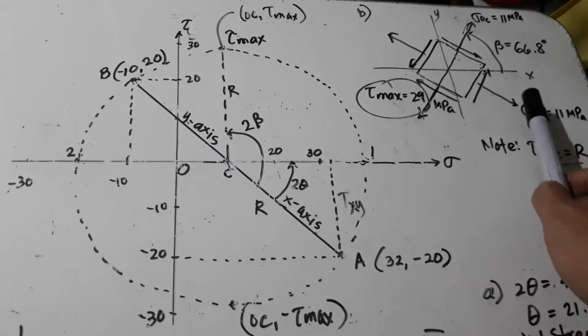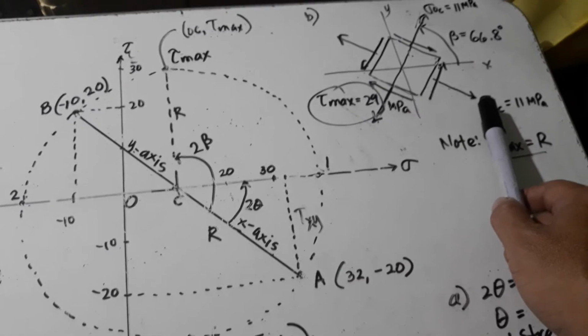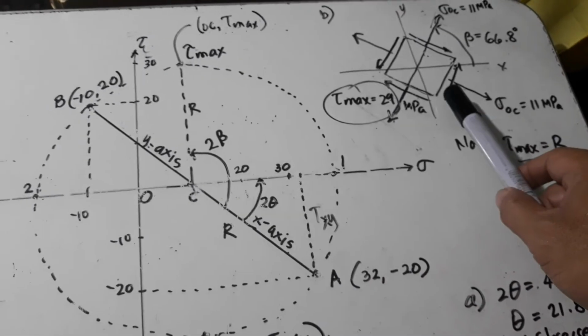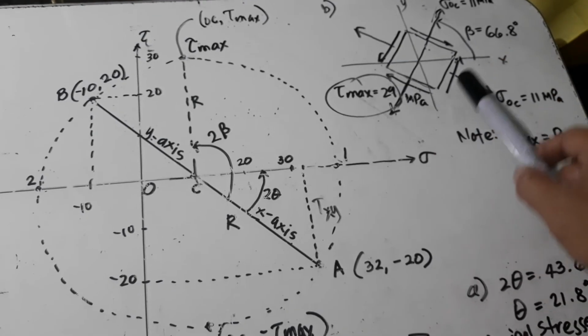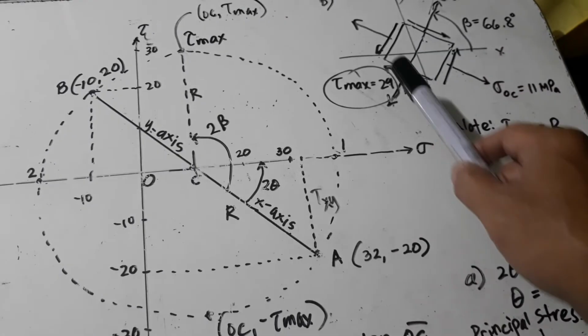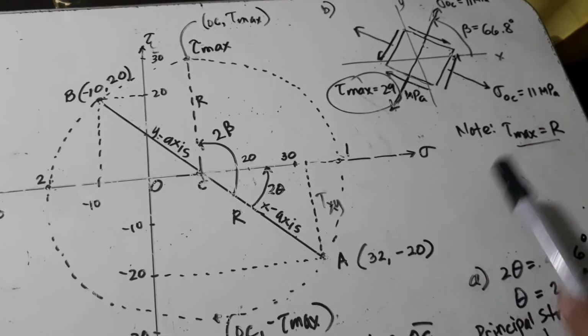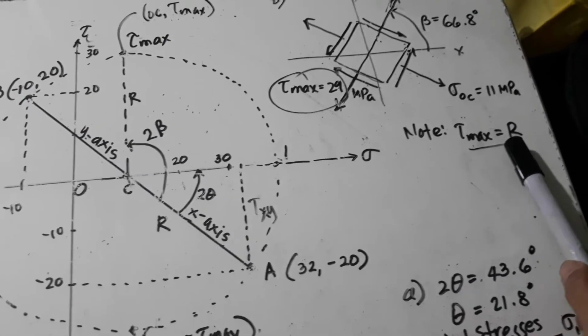So we can plot the stresses here. OC is 11 megapascals, and tau max, which is in the negative direction, counterclockwise, is negative 29 megapascals. Note that tau max is also equal to R.